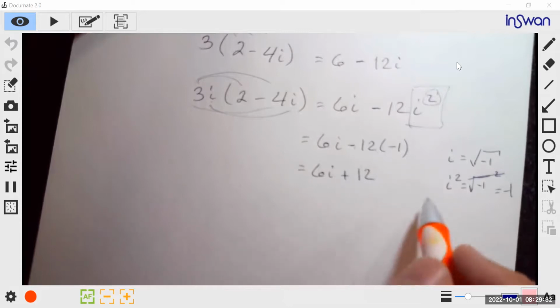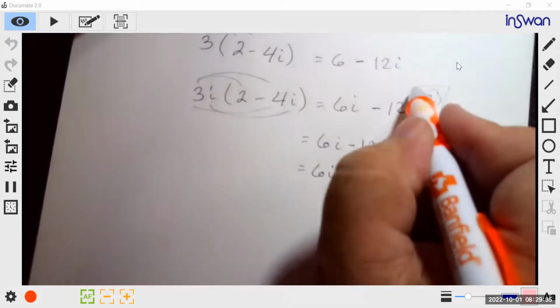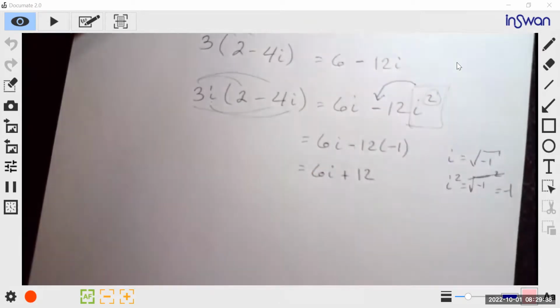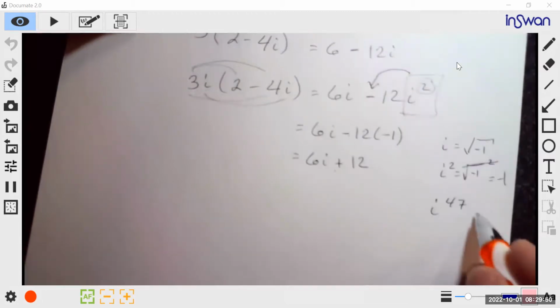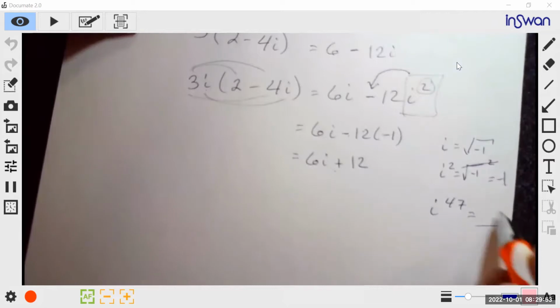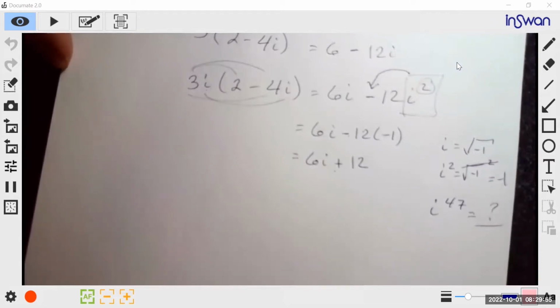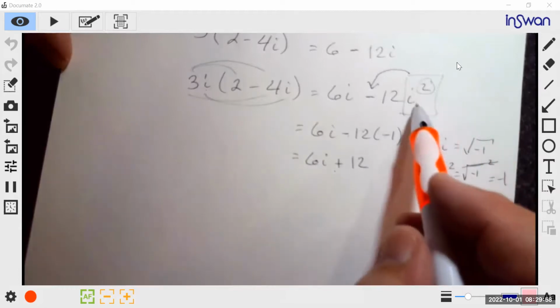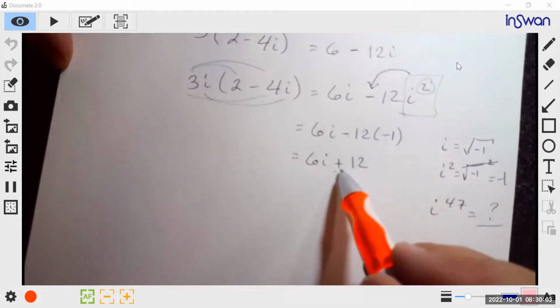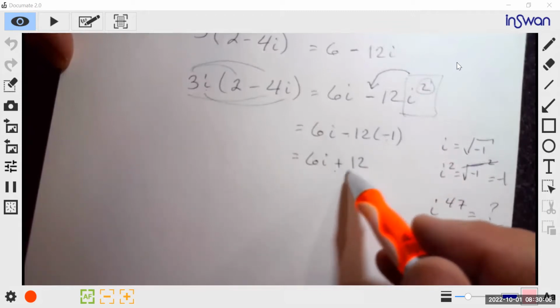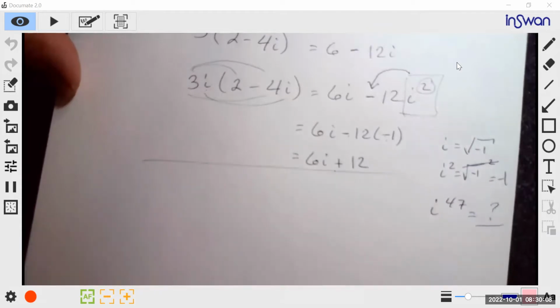So basically, all an I squared does is change the sign in front of the coefficient. Change the sign and get rid of the I. That's what an I squared does. But later on, we're going to do something like this. What is that going to equal? That's what we'll do later. But for right now, whenever you see an I squared, it becomes -1. Basically, you just change the sign of the coefficient in front of it.